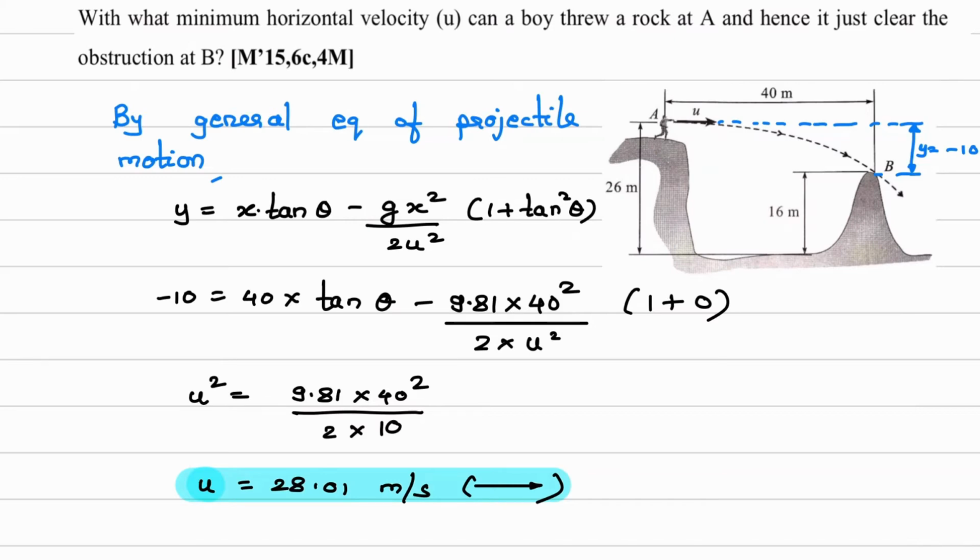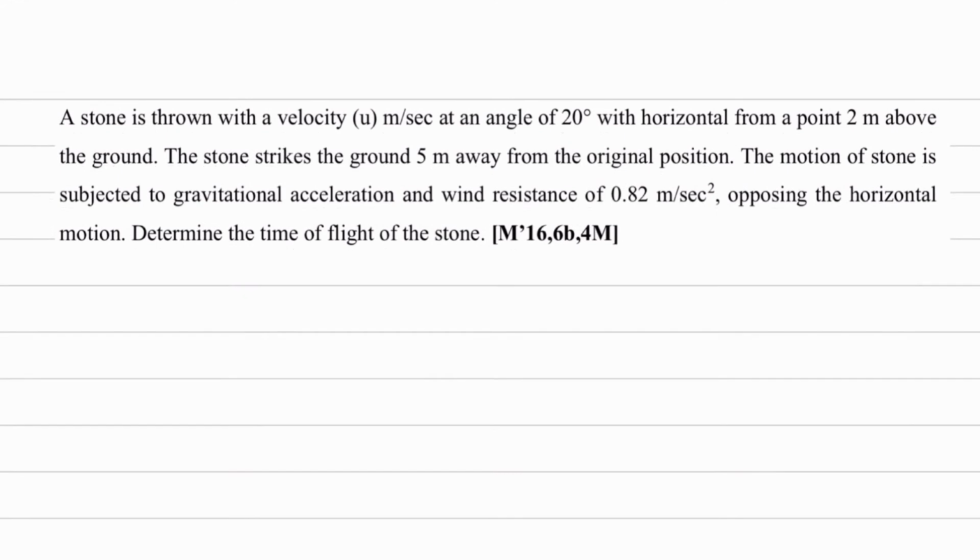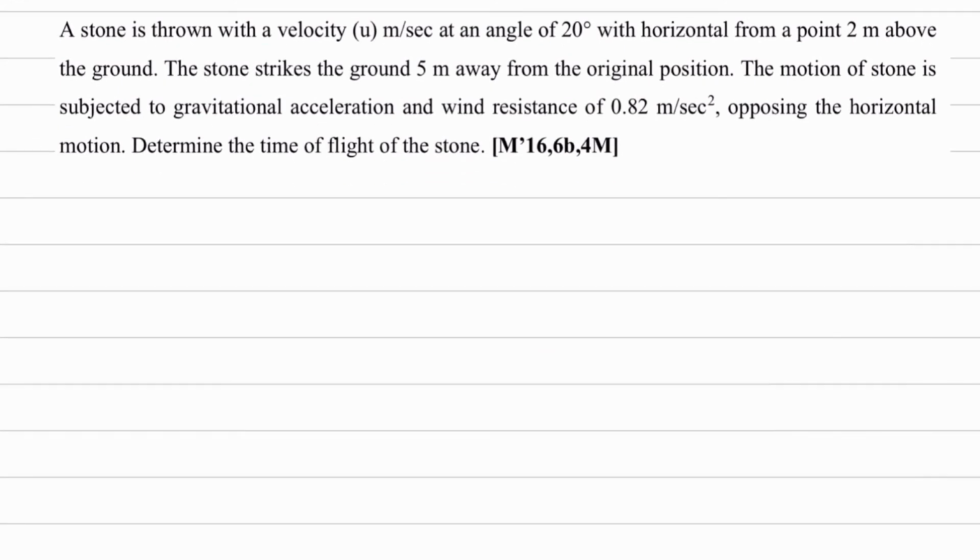Now in the third numerical, this is a bit different because here wind resistance is given. So we will see this question now. A stone is thrown with a velocity u meter per second at an angle of 20 degree with horizontal from a point 2 meter above the ground.